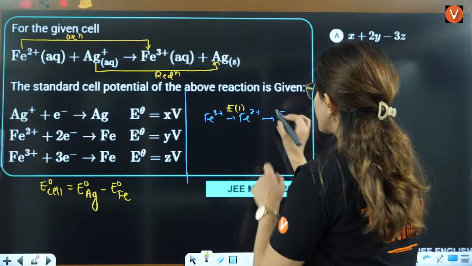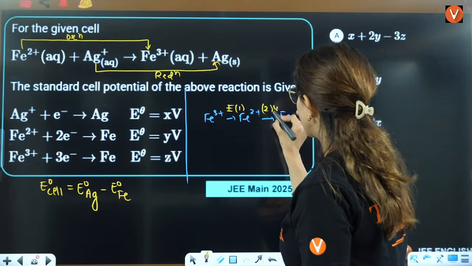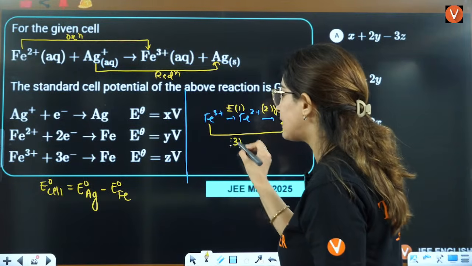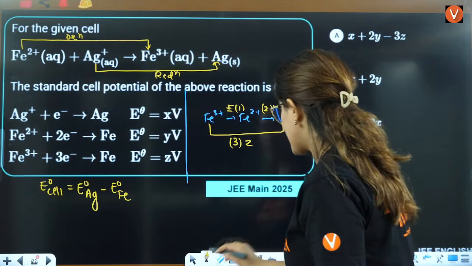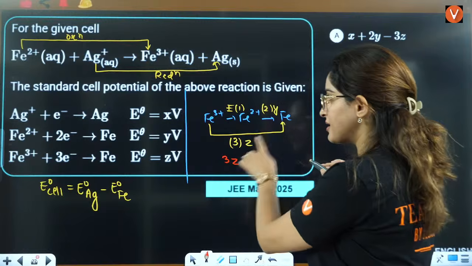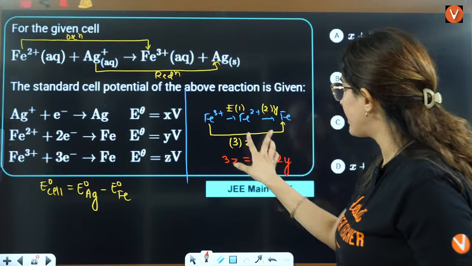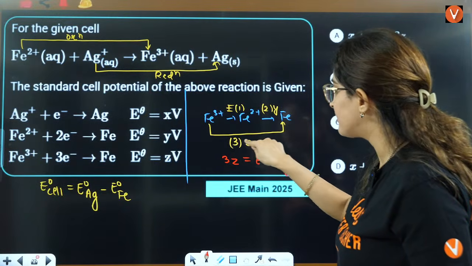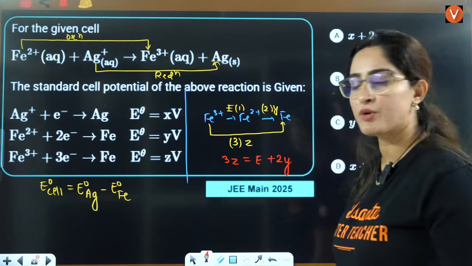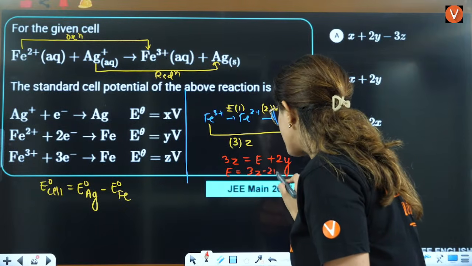Here 2 to 0, number of electrons is 2, Fe 2 positive to Fe, value is Y. Then Fe 3 positive to Fe, number of electrons is 3, value is given to be Z. Now I can say that 3Z is equal to E plus 2Y. From the formula we have discussed, N3E3 equals N1E1 plus N2E2. That same thing I am putting here. From this, the value of E is going to be 3Z minus 2Y.